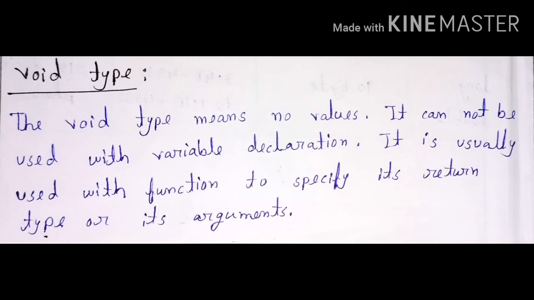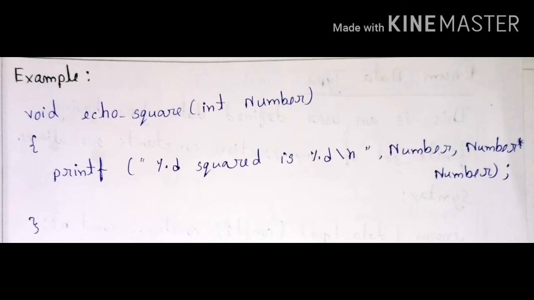What is void type? The void type means no values. It cannot be used with variable declaration. It is usually used with function to specify its return type or its argument. So here is a small example of void type.